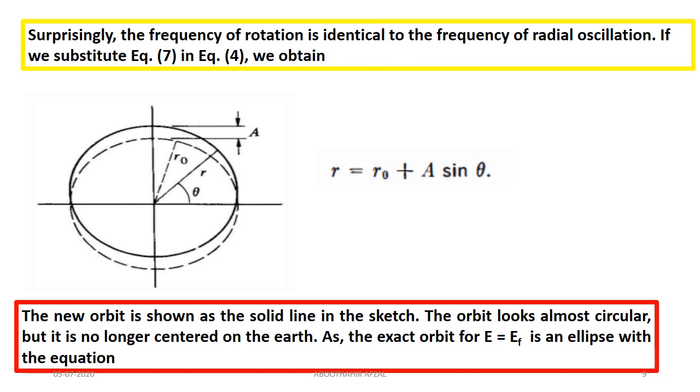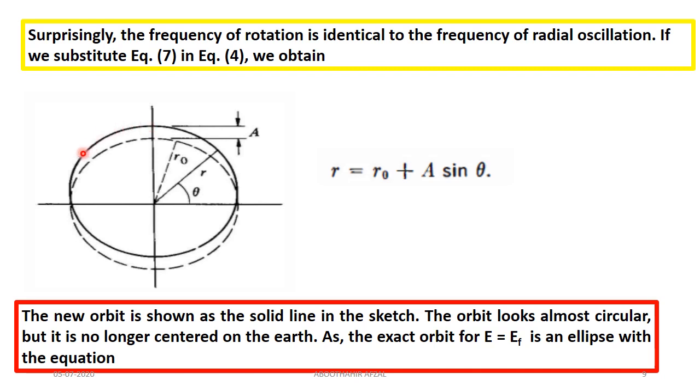So the frequency of rotation is identical to the frequency of the radial oscillation. That means the satellite's orbit is oscillating with a frequency similar to the frequency of rotation. And from this figure, you can see this is the equation that represents a particle moving in a circle, and that is the same equation we got in this case of the satellite's orbit. So this is the old orbit and new orbit. The new orbit is shown as a solid line in the sketch.